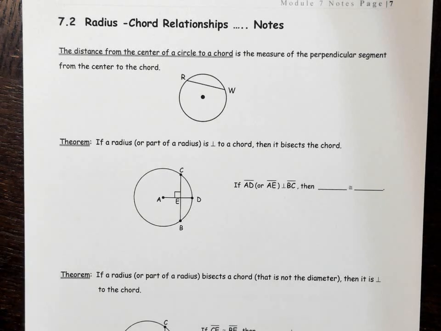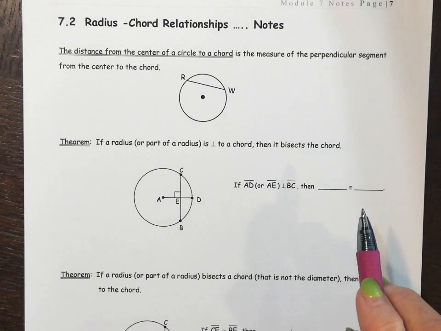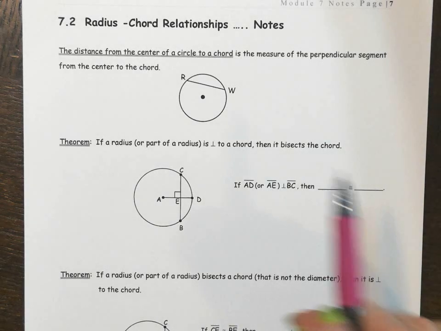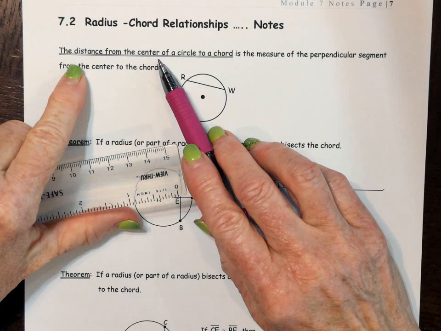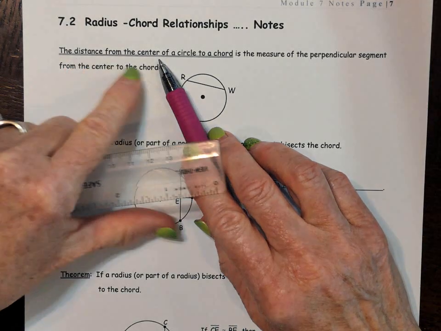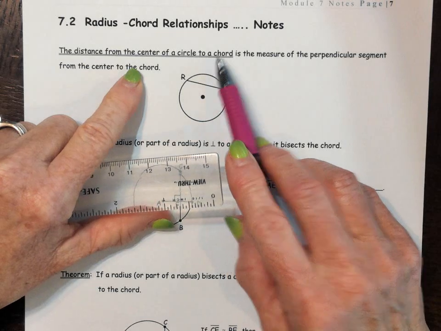Hello, and welcome to section 7.2, more circle stuff, radius and chord relationships. Okay, we need to start with some basic vocabulary here today, something we didn't talk about yesterday. And that is the distance from the center of a circle to a chord.